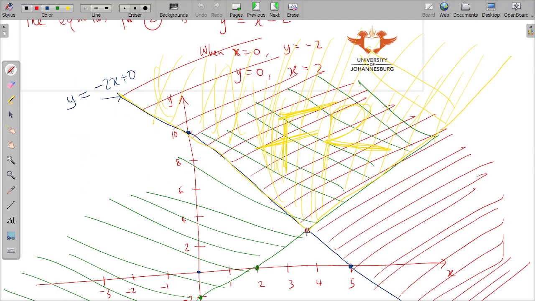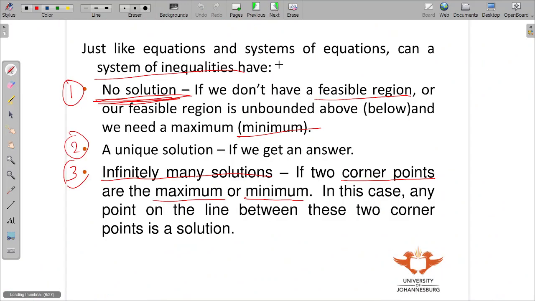So this is a corner point. Anywhere we have 2 lines intersecting, that is a corner point. This is a corner point. This is also a corner point. This is a corner point. This is also a corner point. You will understand better when we go into linear programming. Okay.